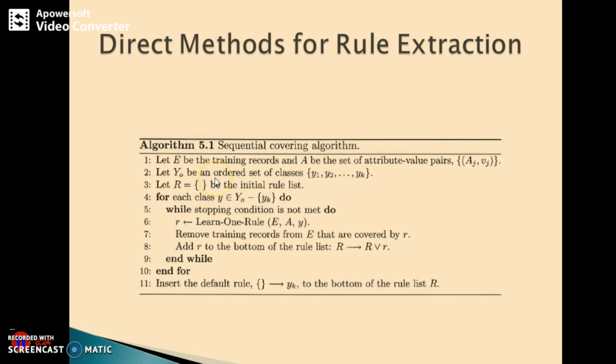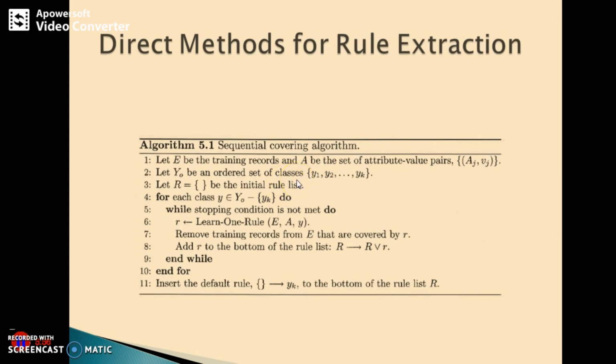Okay, before that you have your ordered set of classes. What do I mean by an ordered set of classes? For example, in our vertebrate data set, we have many classes, widely classified like mammals, fishes, birds, amphibians, etc. All these are different classes, the last column in the data set. Or else I can take mammals and non-mammals as two classes, so I have y1 and y2.